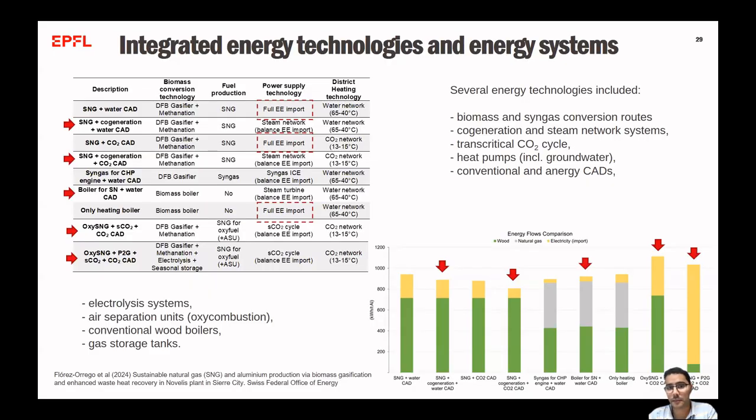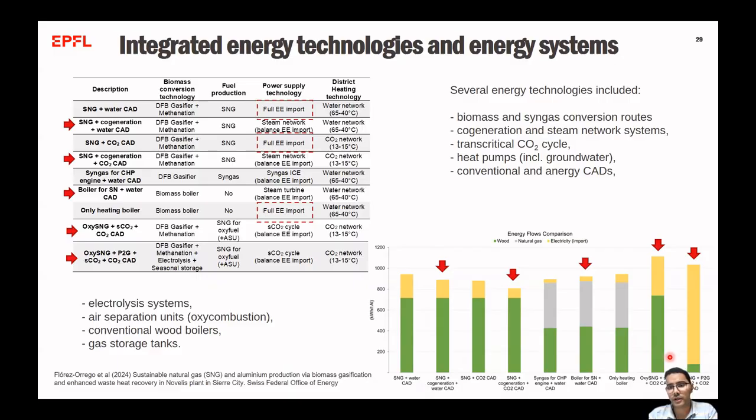As we have seen in the previous configuration, it was possible to use synthetic natural gas to fire the aluminum remelting furnaces. And then all of the waste heat that is available from the gasification, the methanation, and the aluminum furnace stack gases could be used to cogenerate power. The waste heat can be sent through a district heating network to the city.